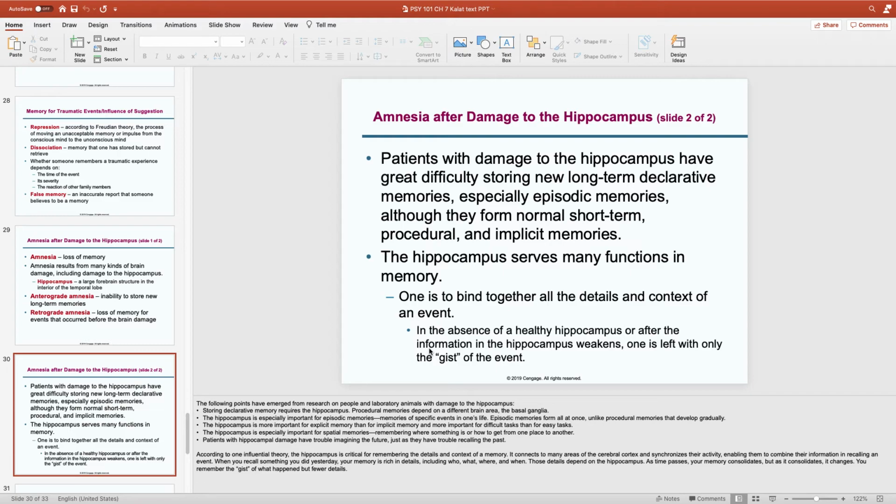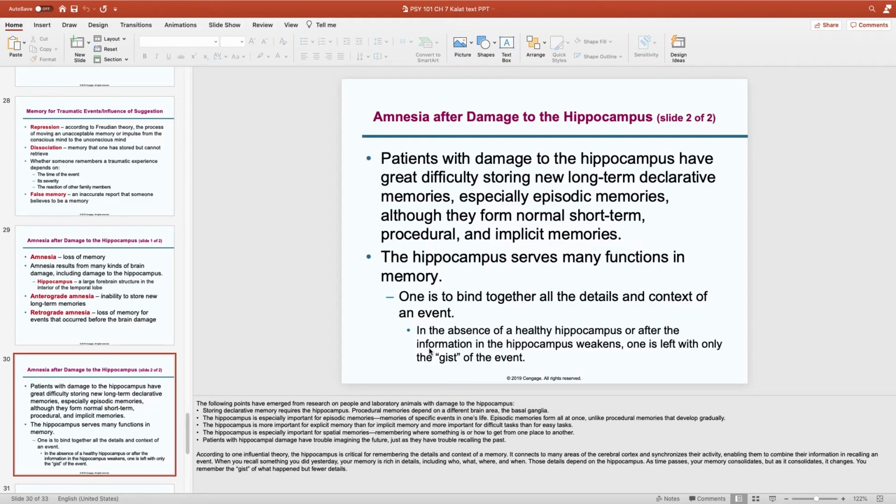They can actually do that and form some of those kinds of habits and memories. It's very important because the hippocampus serves many functions. One of the things that the hippocampus does is take all the details and the surrounding events or context of something and bring it all together.